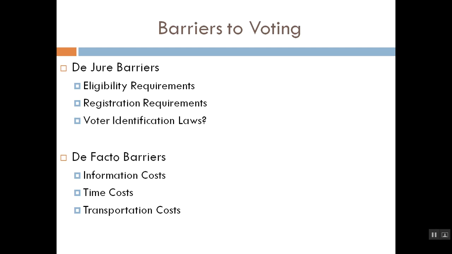So all of the de jure and de facto barriers are there. They're real. They're a problem. We want to alleviate them if possible.